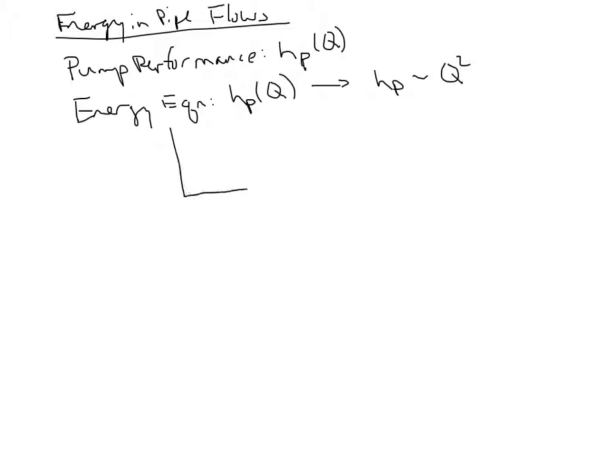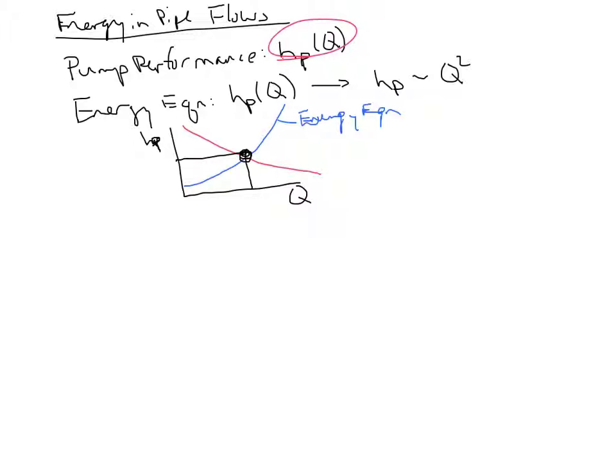So thinking about this graphically, if we have Q on the horizontal axis and the pump energy added on the vertical axis, the energy equation, I'll put in blue, has some kind of quadratic form. Energy equation. The pump performance, which I'll put in red, has some diminishing return. And so the operating point of the system is the intersection of these two curves, and so that's going to be the solution. So that's the first key thing that we covered today.